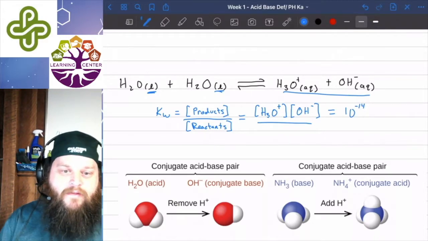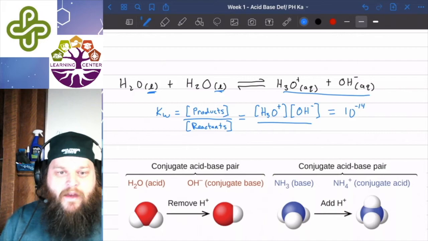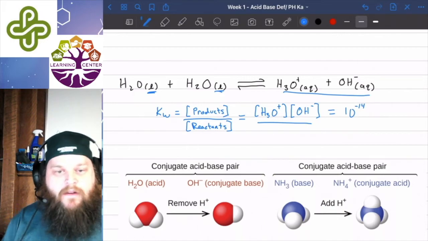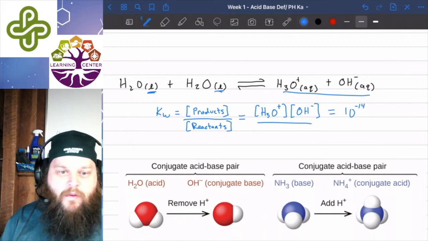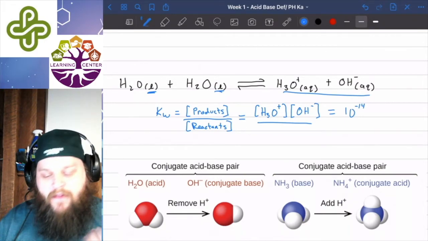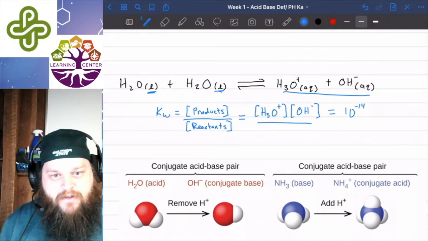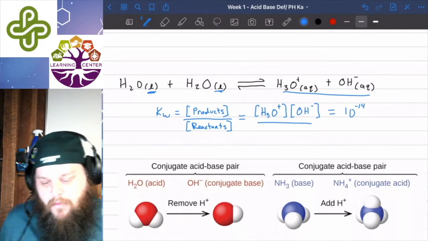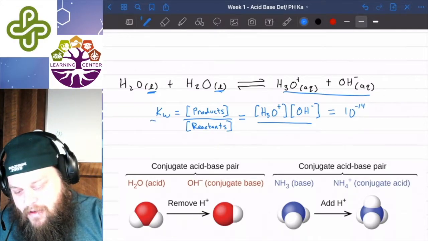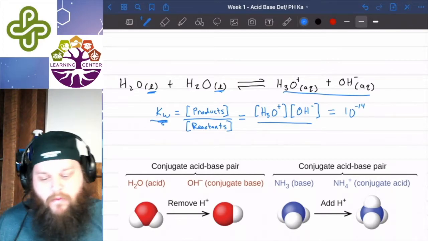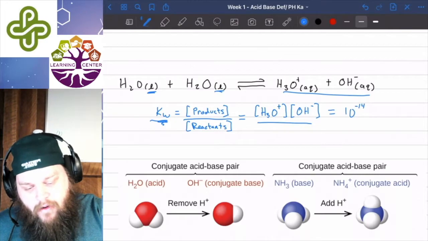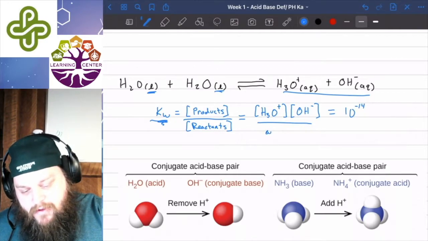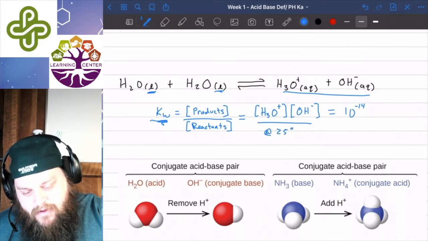So anytime you have something precipitate out, we don't count that as part of the product or the reactant. Same thing with liquids as well. But anything aqueous is just ions floating around in there. That's when we start talking about the concentrations of them. So this relationship for the K of water is a really important one because it has to do with the equilibrium constant of water at room temperature. So this is usually at 25 degrees C.